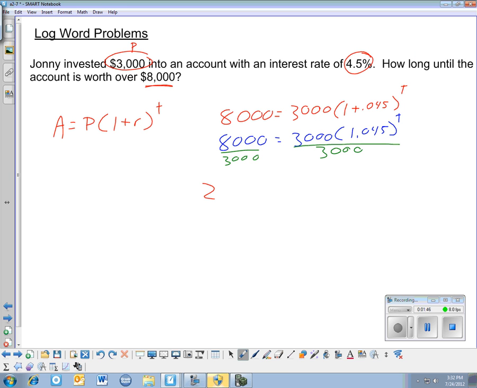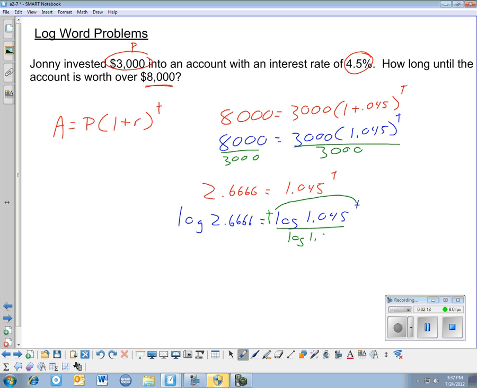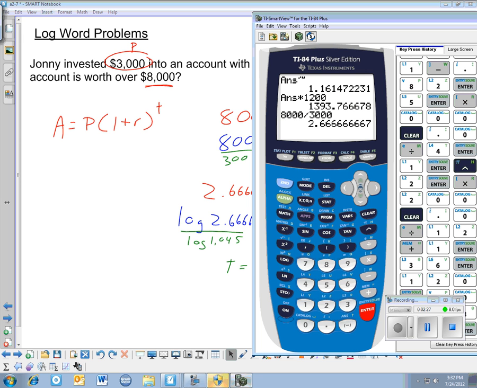So I'll just say 2.6666 equals 1.045 to the t. And so now this is where we have a number, a base, and exponent. We can use logarithms. So if I take the log of both sides, log of 2.6666 equals log 1.045 to the t. And I know that I got to bring my t to the front and divide both sides by log 1.045.